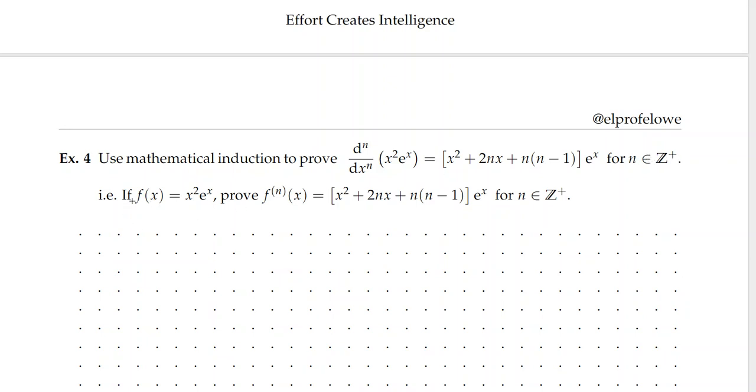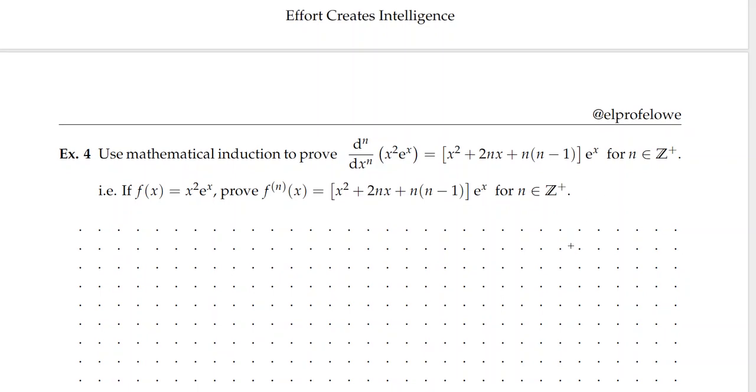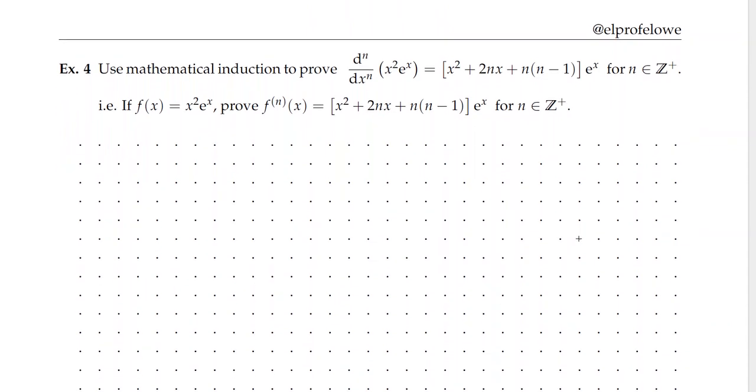Another way I could ask the question is, if f of x is x squared e to the x, we want to prove that the nth derivative of f is x squared plus 2nx plus n times n minus 1, times that quantity times e to the x, for n being a positive integer. So let's work through this problem together.